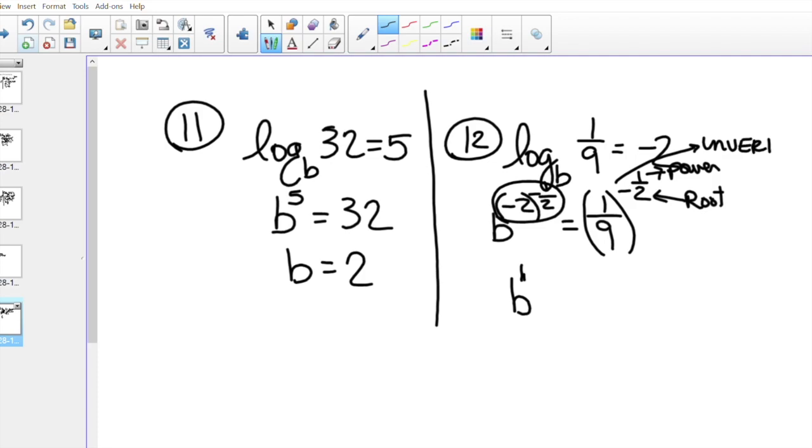So you do all three of them at one time. You ask yourself, what's the square root of 1/9? Well, obviously the answer is 1/3. Raised to the power of 1, that's still 1/3. And then you invert 1/3, and the answer is 3. And that's how you accomplish number 12.